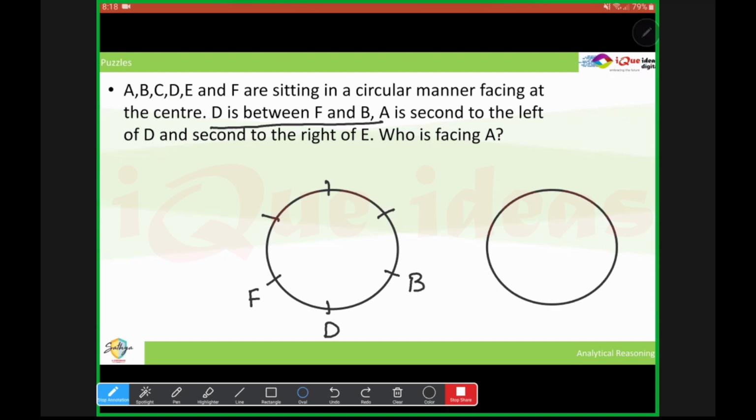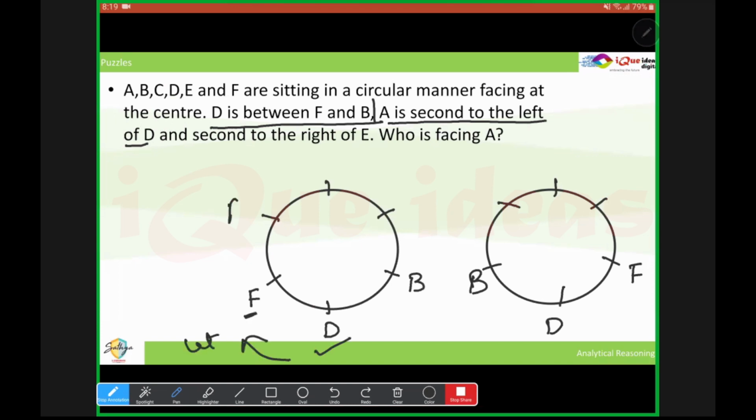So I can draw another circle, and in this circle I put D, F and B in reverse like this. Now aage badhe. A is second to the left of D. To agar ye D hai to ye left hand side ho gaya. To first to the left, second to the left ye. Dusre arrangement mein bhi second to the left A yahan pe aayega. So A is second to the left of D and second to the right of E.